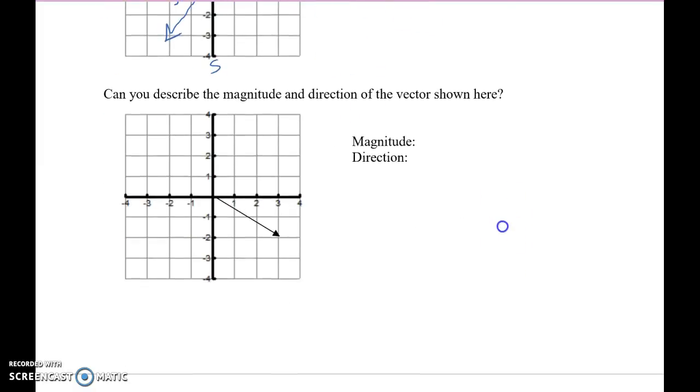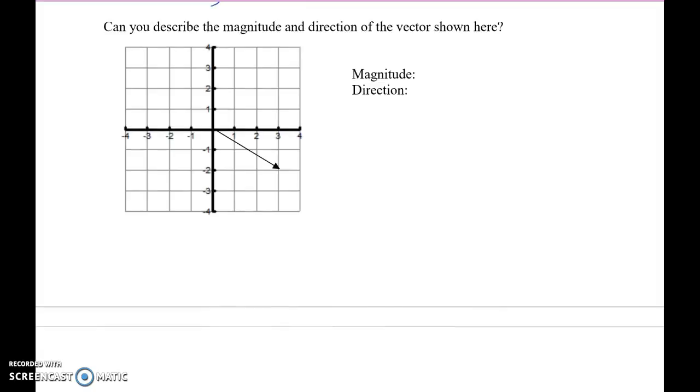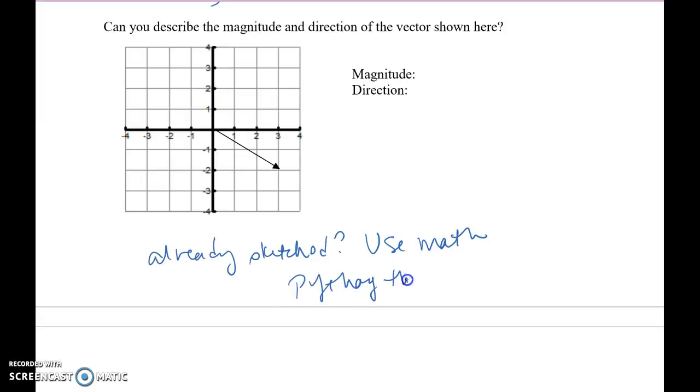The next one, can you describe the magnitude and direction of the vector shown here? Okay, I really like these because this is where math is involved, not a ruler. So if it's already sketched for you, you get to use math. You get to use things like the Pythagorean theorem. We're going to get to use SOHCAHTOA and things that you already know to be able to actually find this stuff out. So that's what I like about when they're already drawn for you.